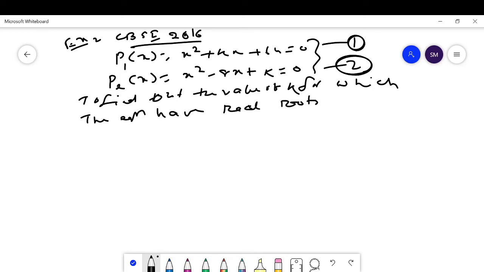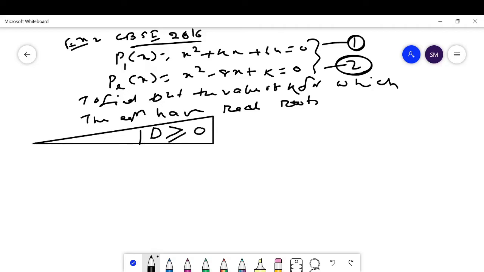Then you know the nature of the roots depends upon the value of d. When d is greater than or equal to 0, then the equation has real roots. Here d is equal to b square minus 4ac.